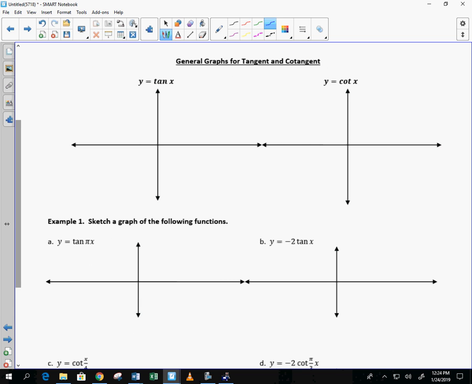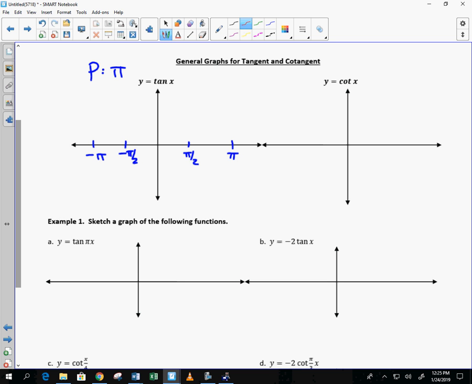We said that the period for the tangent graph is going to be pi. So what I do is I mark off pi, and I mark off negative pi. Then what I do is I ask myself, how many quadrants does it take for tangent to repeat itself? 2. So therefore, instead of dividing into 4 parts, I divide it into 2 parts. Pi over 2 and negative pi over 2. Awesome.